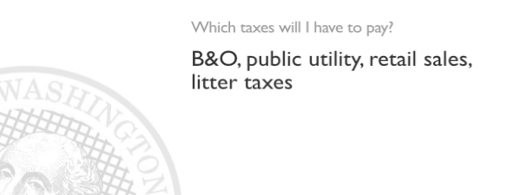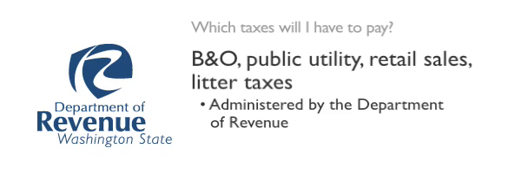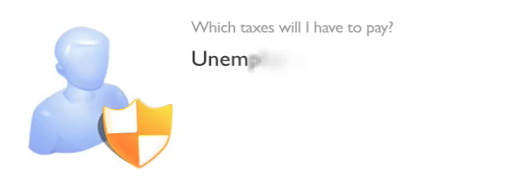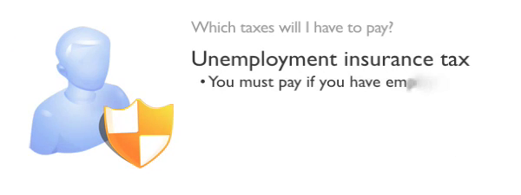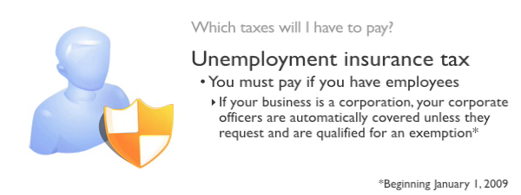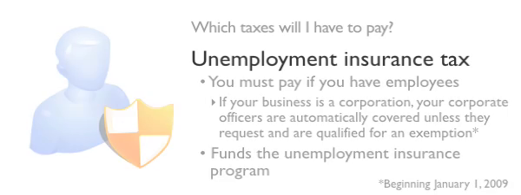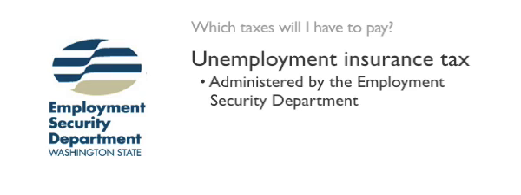So, the taxes we've covered up to this point: B&O, public utility, retail sales, and the litter tax are all administered by the State Department of Revenue. They are the basic taxes that most businesses pay. Now let's look at the taxes you'll need to pay if your business has employees. If you have employees, you must report and pay unemployment insurance tax. The unemployment insurance tax supports the program that helps workers who are unemployed by no fault of their own. The program is administered by the State Employment Security Department.